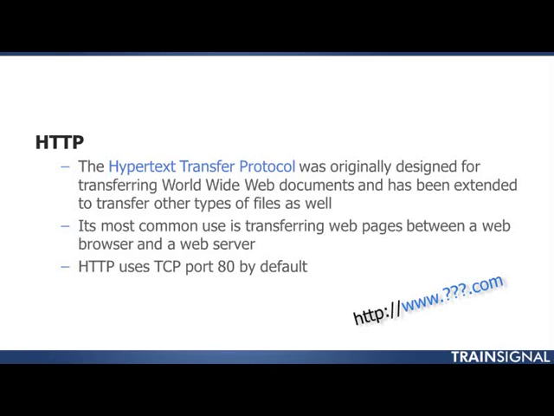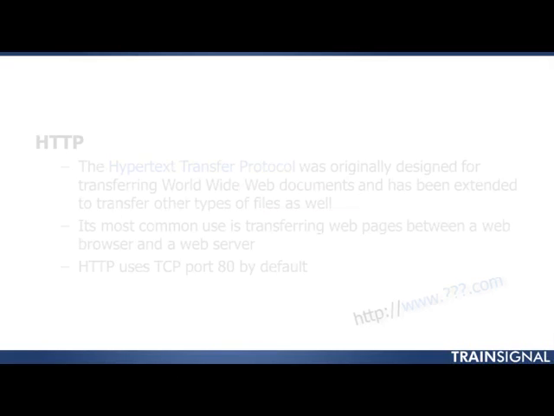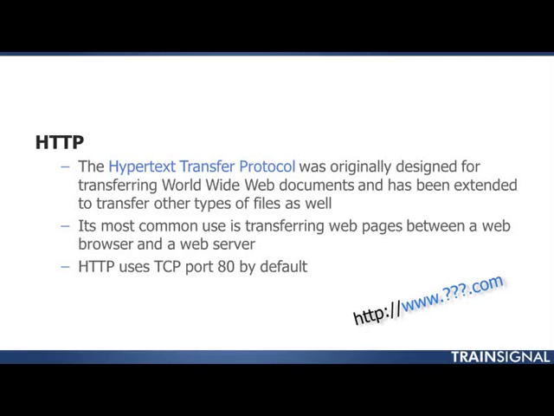The real simple answer for what does HTTP do? It allows for web browsing. So the most common use is transferring web pages between a web browser on the client, when you're sitting at your web browser, getting those web pages transferred from the web server out on the internet to that web browser. So real short, real simple, HTTP is used for web browsing. The other piece of information, as we're already seeing and we're going to continue to see as we go through this lesson, is that it uses TCP port 80 by default.